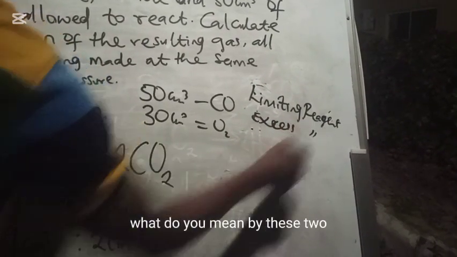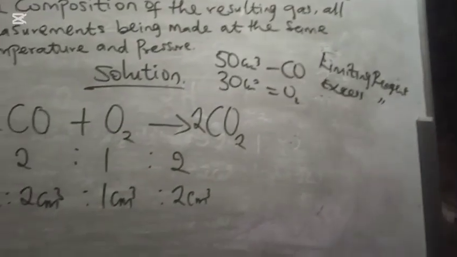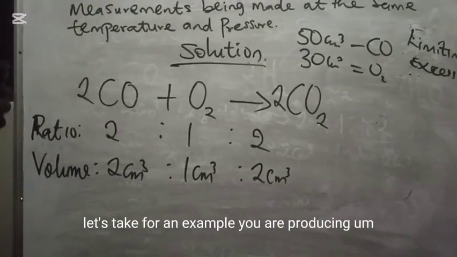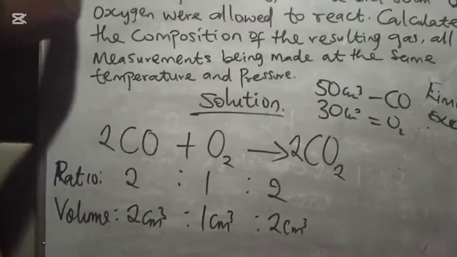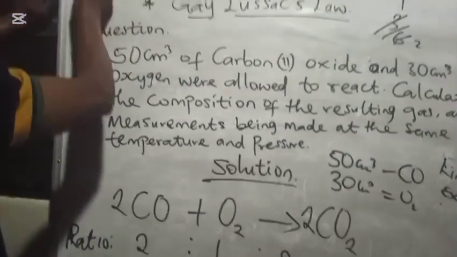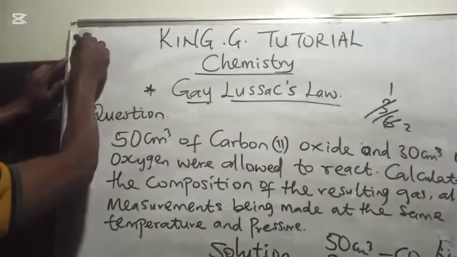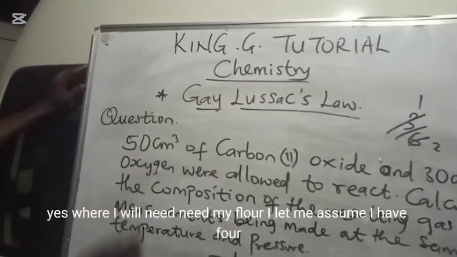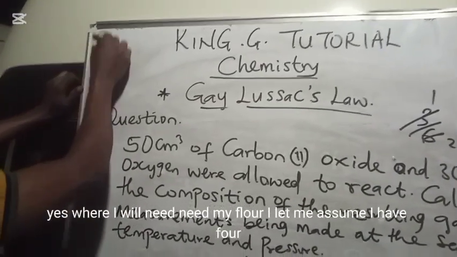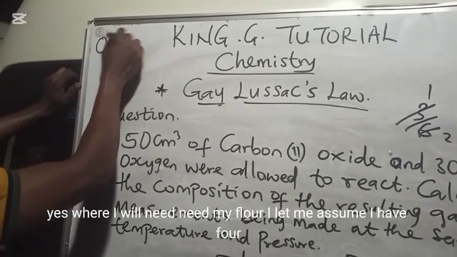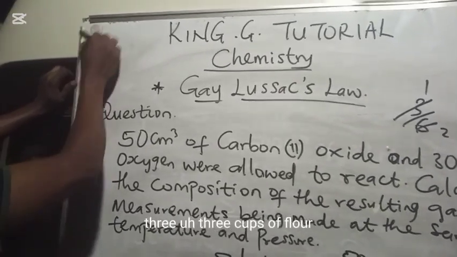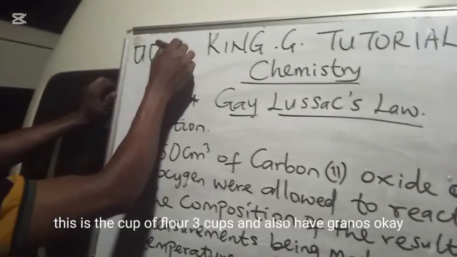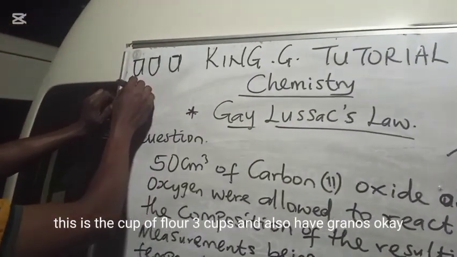What do you mean by these two? Let's take an example. We are producing peanuts, where I will need my flour. Let me assume I have three cups of flour. This is the cup of flour, 3 cups, and I also have granules.